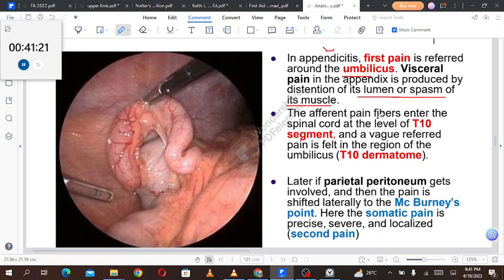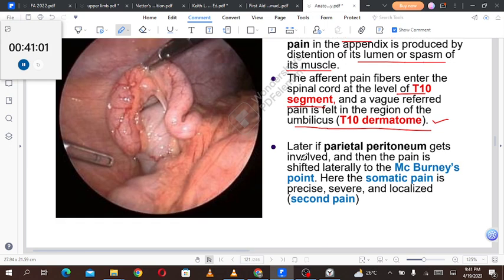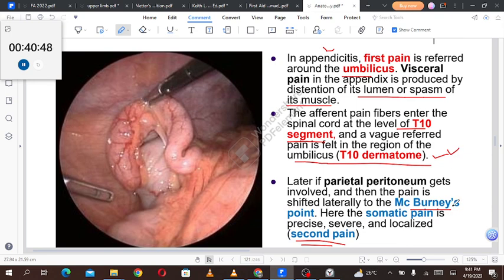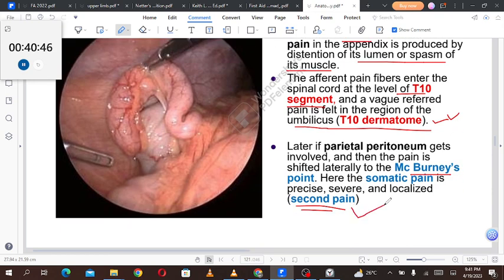So the afferent pain fibers enter the spinal cord at the level of the T10 segment, and a vague referred pain is felt in the region of the umbilical dermatome, or in the region of the umbilicus, that is the T10 dermatome, because it is a structure originating from the midgut. So the referred pain is going to the umbilicus, right? Later, if the parietal peritoneum gets involved, the pain is shifted laterally to the McBurney point. Here, the somatic pain is precise, severe, and localized. It is called the second pain. So first pain is in the umbilical region, while the second pain goes to the McBurney point.